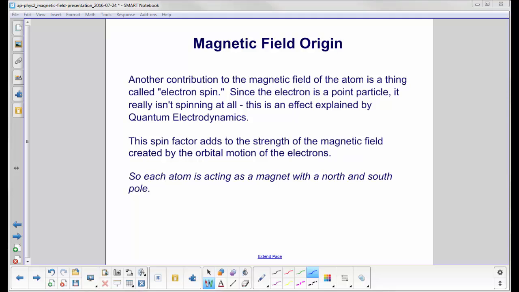Another contribution to the magnetic field of an atom is a thing called electron spin. Since the electron is a point particle, it really isn't spinning at all. This is an effect explained by quantum electrodynamics, and it's just a cool phrase. This spin factor also adds to the strength of the magnetic field created by the orbital motion of the electrons. So every atom, and this is really the key point, is acting as a magnet with a north and a south pole.